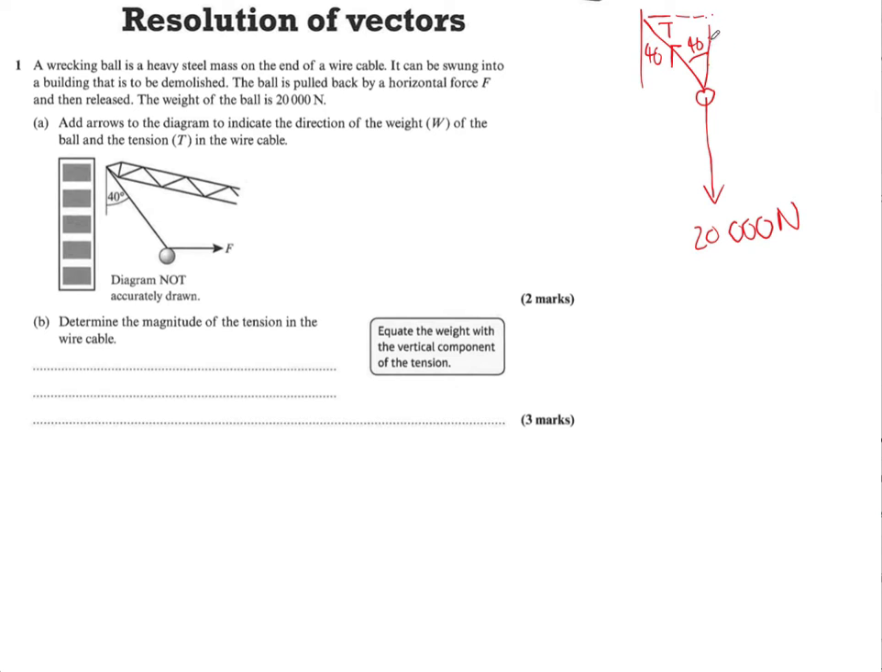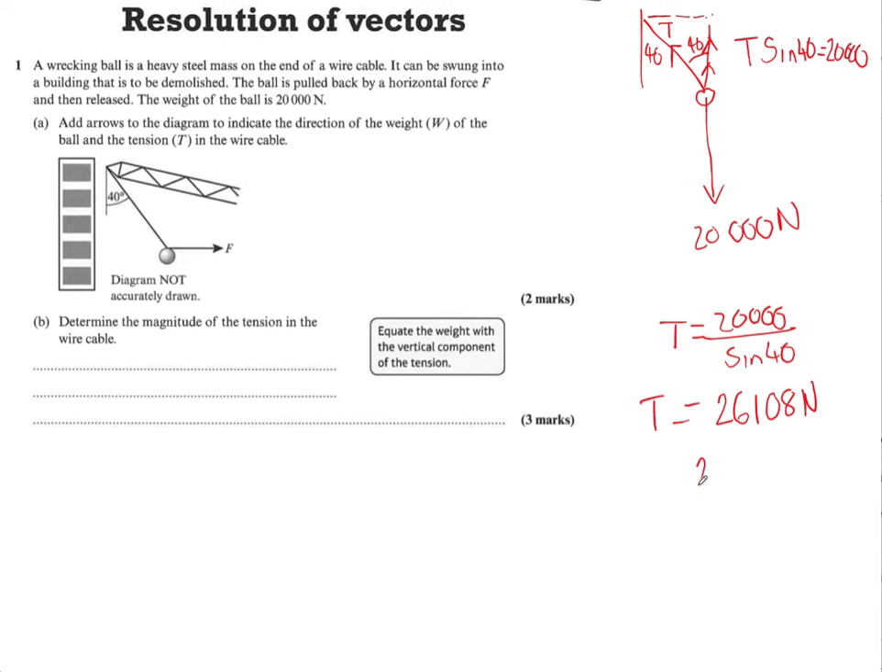The vertical component here must be equal to the weight. So if you had to find the length of this force here, you know it's going to be equal to T sine of 40 degrees, and that must equal the weight, which is 20,000 newtons. If you rearrange that, you get T equals 20,000 divided by sine of 40. When you put that in your calculator, you get the answer of 26,108 newtons, which is the size of the tension.